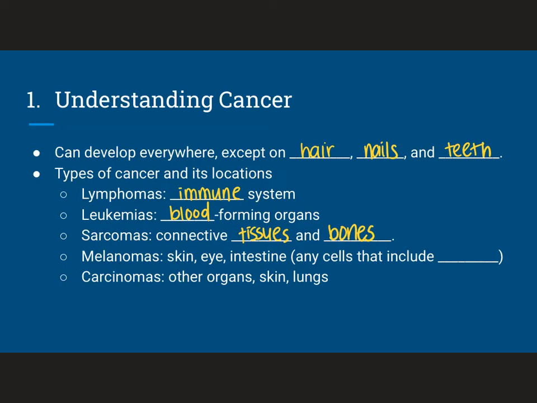Melanomas is another one where you can develop either on your skin, eye, or inside of your intestine, or actually any cells that include melanin, which is basically a color pigment of either dark brown or black that helps you to have color. So on your skin, hair, or your eyes, iris, different places. Now, even though melanomas can form on different parts where that would include melanin, hair, like I said, would be an exception. When we have cancer in different body parts other than the ones that we looked into, they're called carcinomas in general, in other organs or skin or lungs.